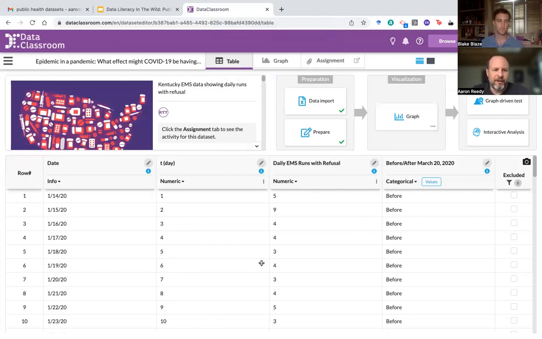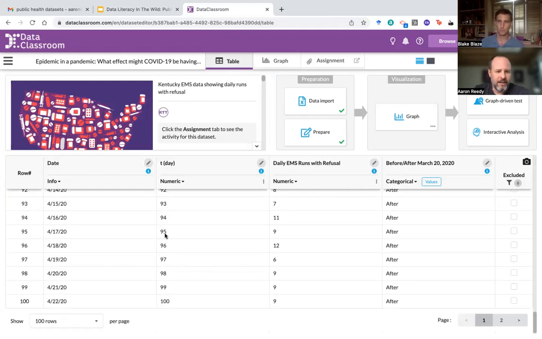We've got these four variables. There's date, which we've coded as an informational variable, meaning we're not going to plot it due to some of the mathematical difficulties with graphing dates. But what we have done is convert these dates into a day. So this variable called T, and the units are day. Day number 1 was January 14th, 2020, and there are 104 rows in this data set, so we go up to row number 104, or day number 104.